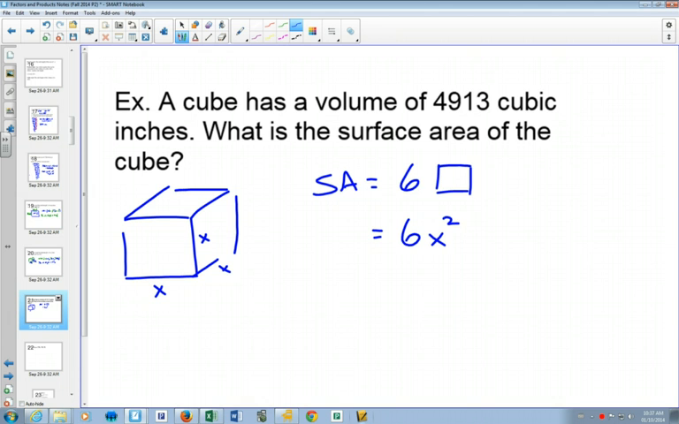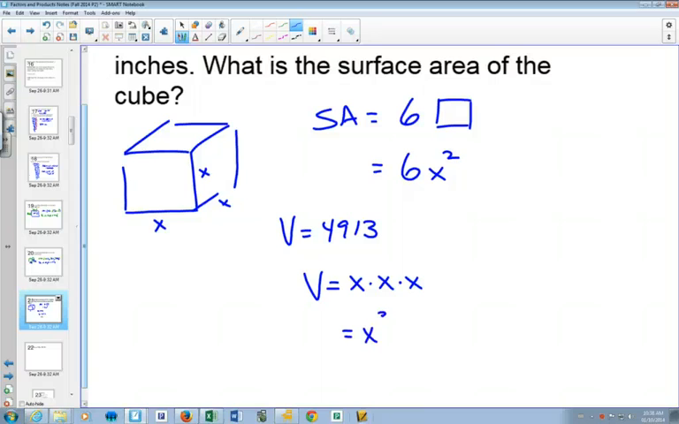Now that I've decided what I need, how does the information that I'm given, which is the volume is 4913, how can that help me? Can that help me find x? So my volume is 4913. How does that help me find x? So if we look at our formulas, volume formula for a cube would be length times width times height, right? So my volume here, length times width times height, is the same as x cubed on this side. And on the left side for the volume, what can I write? Well, I know the volume is 4913.